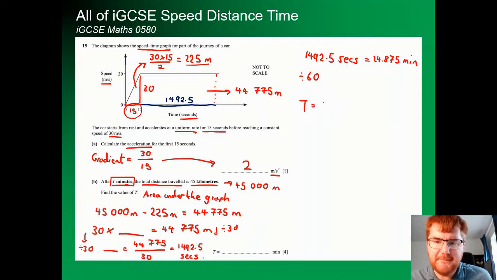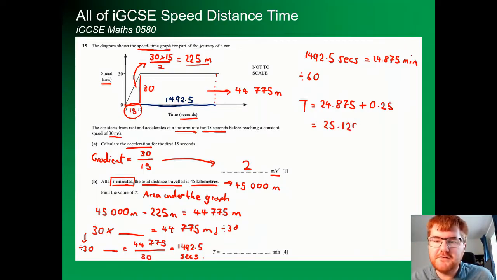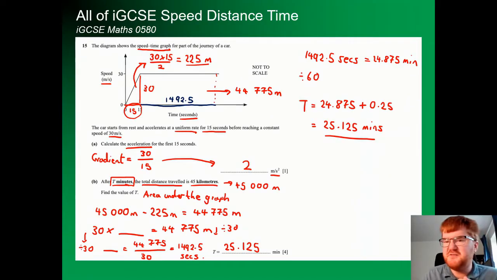So to work out t, we need the 24.875, and then in minutes add on this extra 15 seconds. Well, 15 seconds here is a quarter of a minute. A quarter of a minute is 0.25 minutes. Add those together and we get to our final answer of 25.125 minutes. For our final answer, so I'm just going to pop down here. Now my temptation here is just to leave it as an exact value because I don't think there's any need for rounding at this particular point.